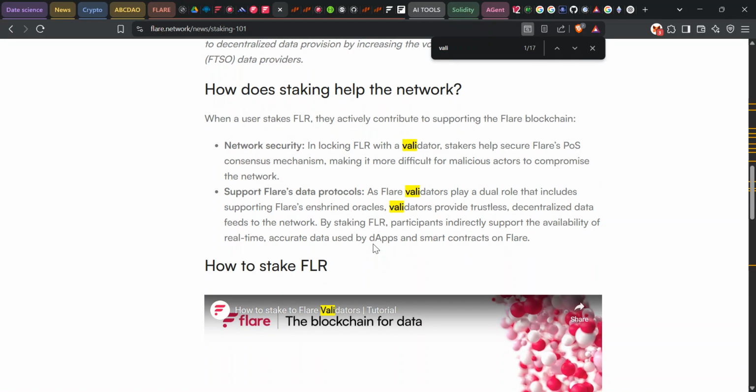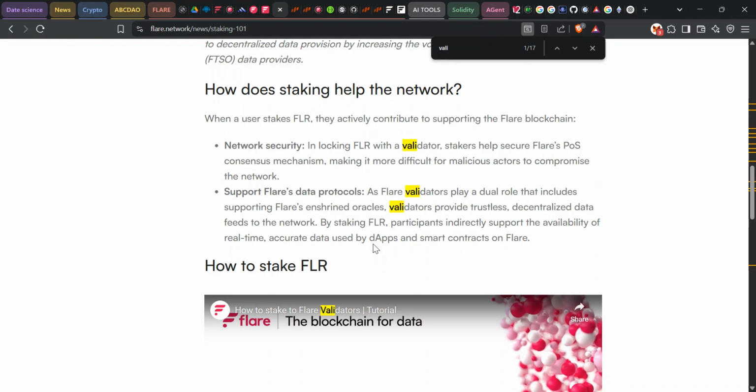When a user stakes Flare, they actively contribute to supporting Flare's blockchain. You have network security: by staking Flare with a validator, stakers can help secure Flare's proof of stake consensus mechanism, making it more difficult for malicious actors to compromise the network. Support Flare's data protocols: as Flare validators play a dual role that includes supporting Flare's enshrined oracles, validators provide trustless, decentralized feeds to the network. By staking Flare, participants indirectly support the availability of real-time accurate data used by dApps and smart contracts on Flare.